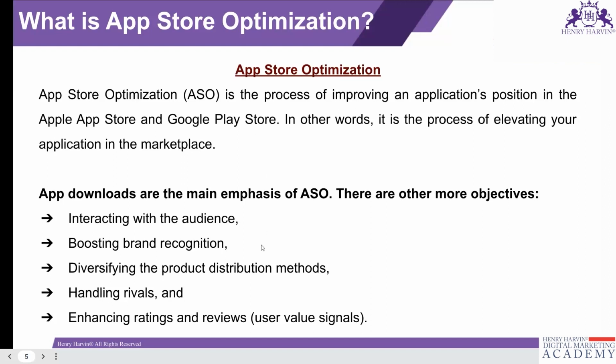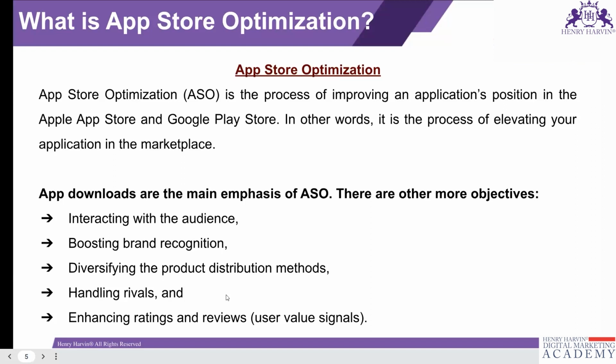Okay, so there are other measures, like interacting with the audience. If people provided you feedback on the comment section, on the review section, then you should interact with your audience. Okay, boosting brand recognition. Like using your application, you can just boost your brand. Diversifying the product distribution method. Using an application, you can do everything. You can provide updates. Okay. And if you are in multiple businesses, you can just divide using that particular app easily.